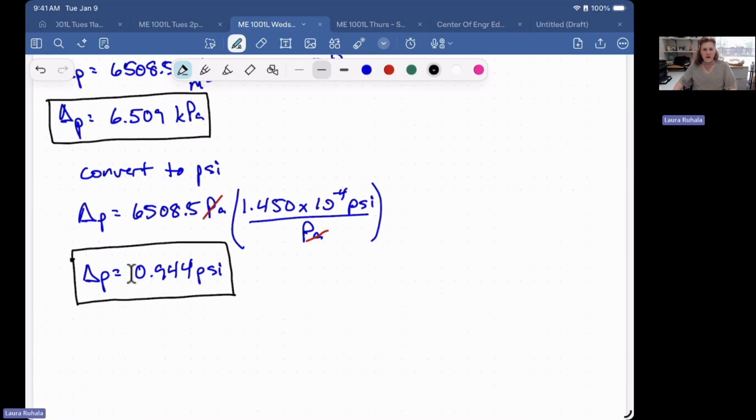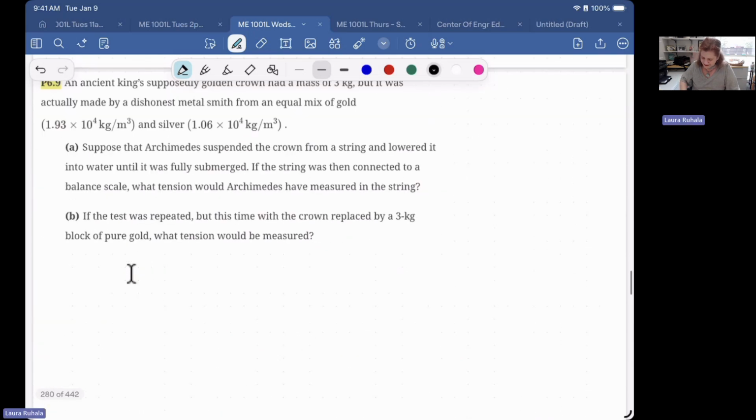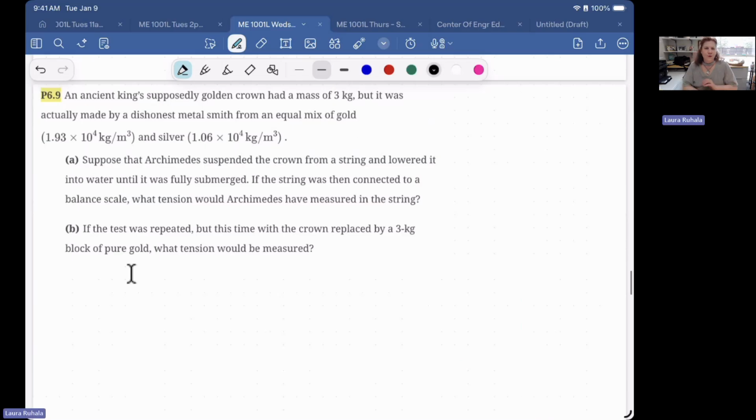Okay, and then we are coming up to our last problem. Doing really good on the time. It's because I'm not pausing to see if you have any questions and trying to think about what questions you might have. I love this problem.